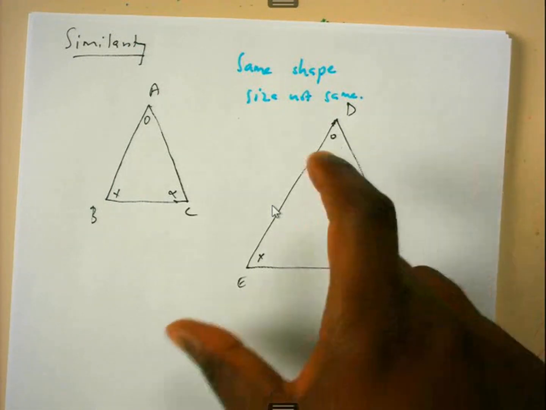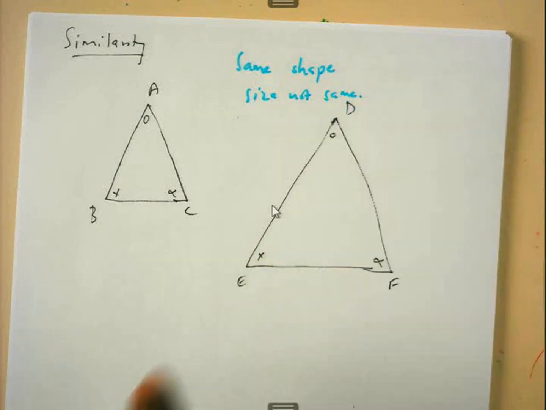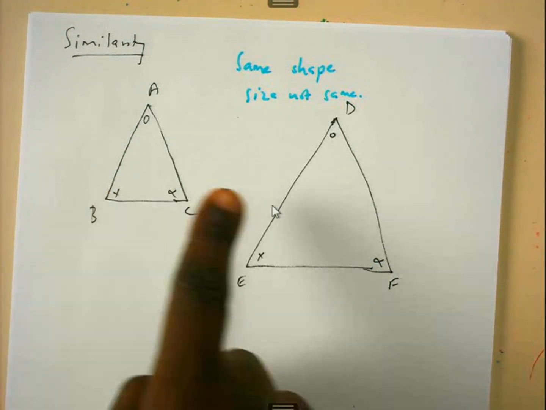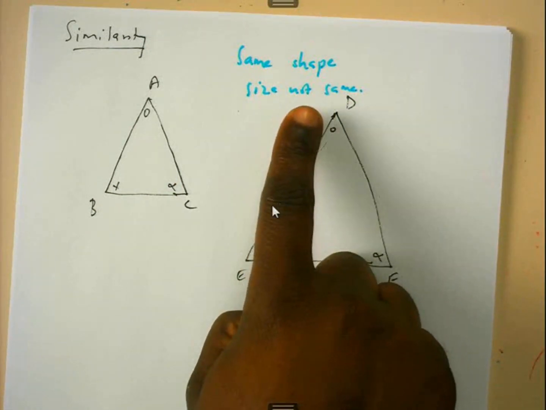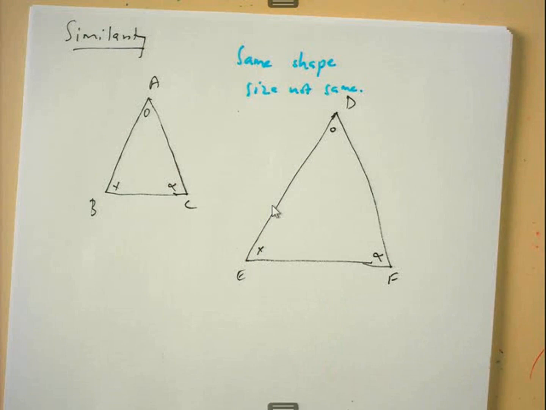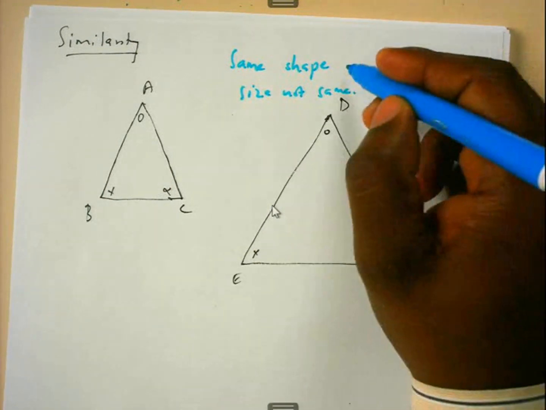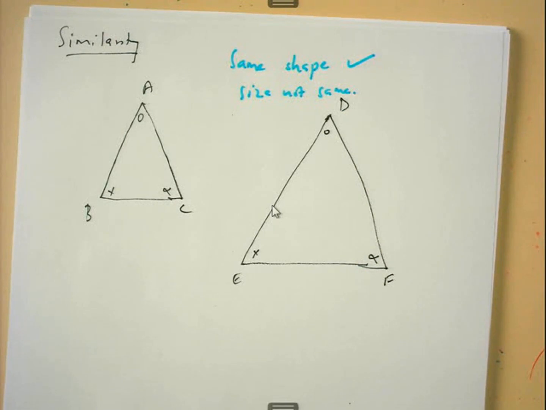So the sides are not necessarily bigger, but they don't correspond to each other. The corresponding sides should be in the same proportion, right? But the key is those two triangles are similar because they have the same shape and the size is not the same. Size not the same, but the shape is the same.